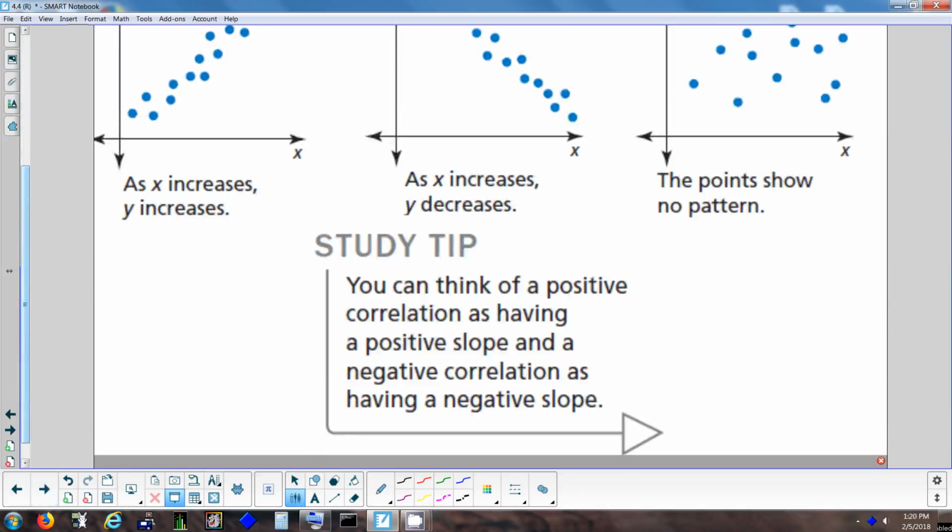So the connection that Mr. Roy made in the warm-up, they mentioned that in your book. Think of a positive correlation just like you would a positive slope. It goes up to the right. Negative correlation, think of it like a negative slope. It goes down.